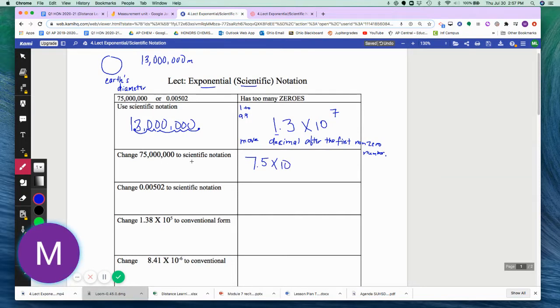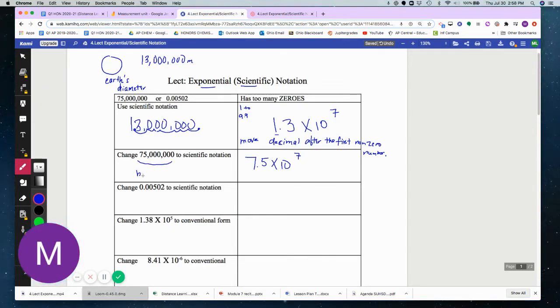How many times did you move it? You moved it 7 times. So you put a 7. Okay. Notice, this is a very big number. You have to consider, if you have that much money in the bank, you are very rich, which means the exponent has to be positive. A positive exponent means that the number is big.